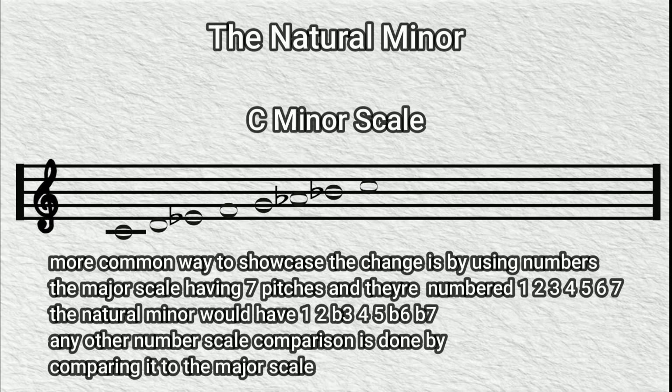Another way to showcase the difference between the major scale and minor scale, and any other scale really, and it's used a lot, is by using numbers. The major scale has 7 notes, and we call them 1, 2, 3, 4, 5, 6, 7, being the pattern of the intervals of the major scale. For the minor scale, we say it's 1, 2, 3 with a flat, 4, 5, 6 with a flat, 7th with a flat. Reminder, those are the intervals used. The numbers without any sharps or flats are always the major scale. It's an easier way to compare other scales to the major scale.